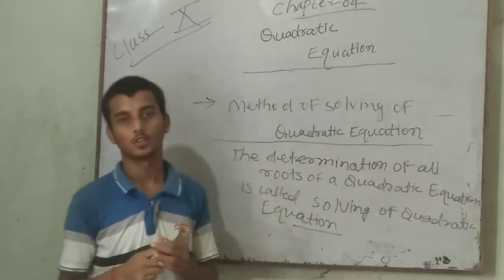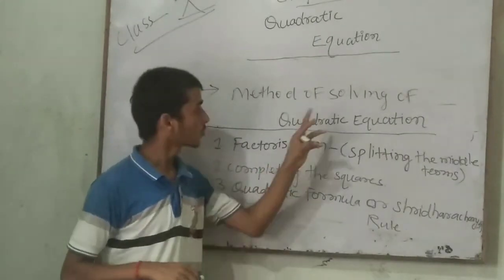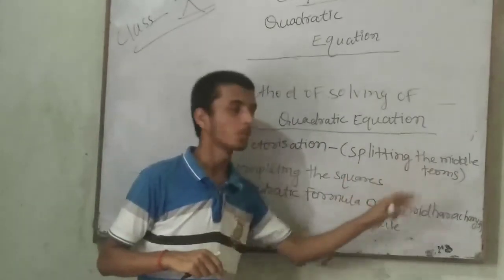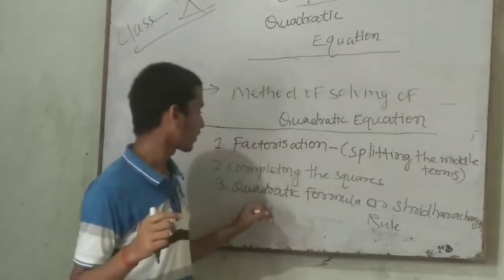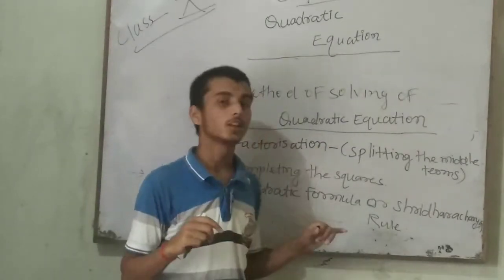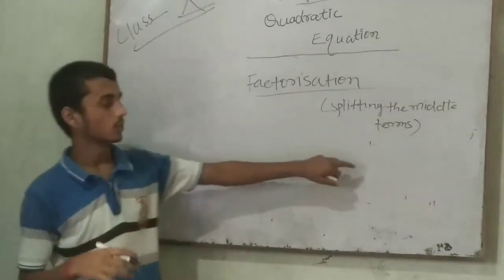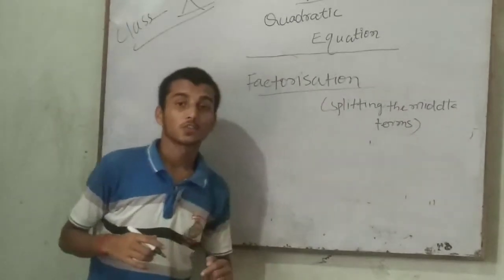Sridhar Acharya. Methods of solving a quadratic equation: the first method is factorization, that means splitting the middle term. Completing the square is the second method, and the third is called the quadratic formula or Sridhar-Acharya rule. Splitting the middle term, we are going to study.